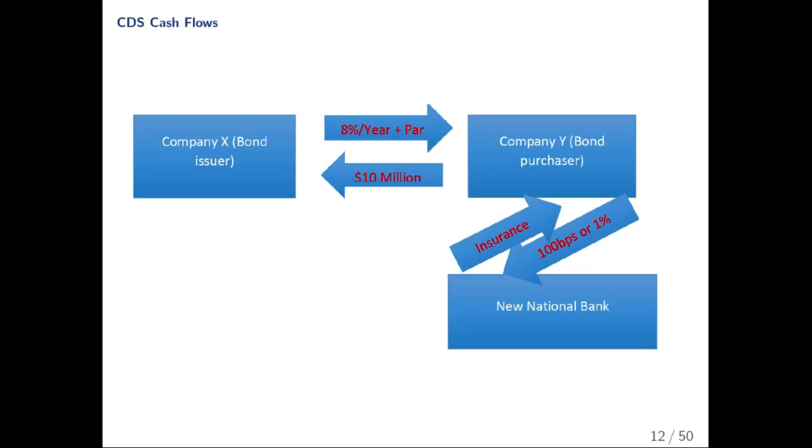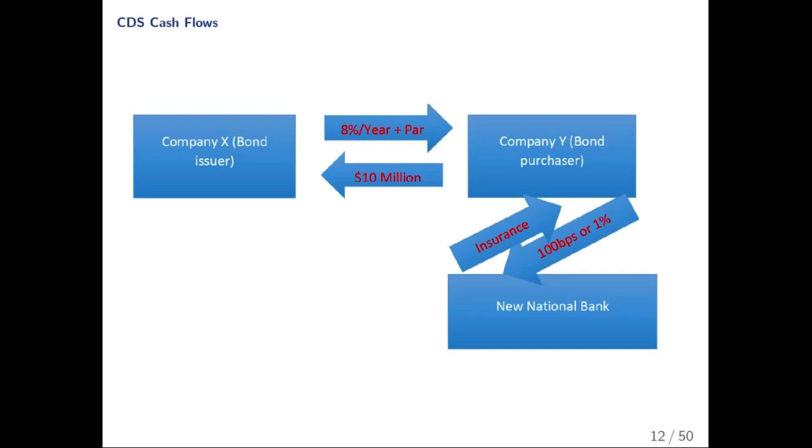For example, a company might issue a corporate bond that pays 8% a year, plus some par spread. In exchange, I'm going to buy a corporate bond off company X. I'm going to give them 10 million. They're going to make a payment to me regularly with a coupon of 8% per year. This is the full risky bond. So I would want to insure myself against the case of default of this bond.